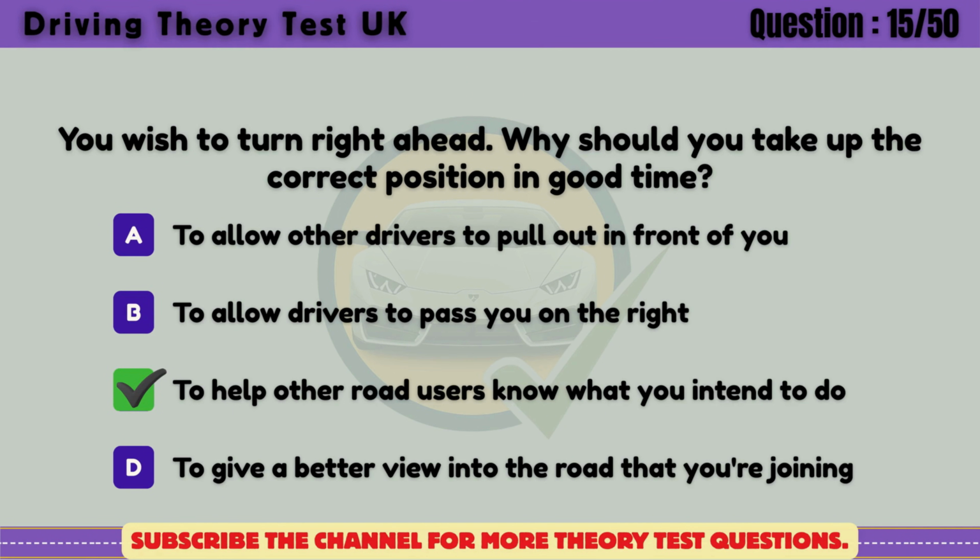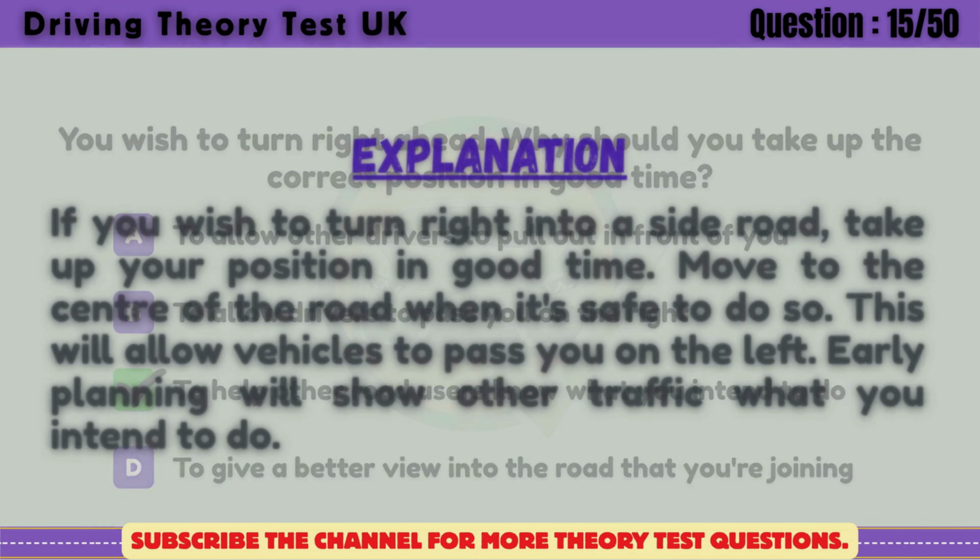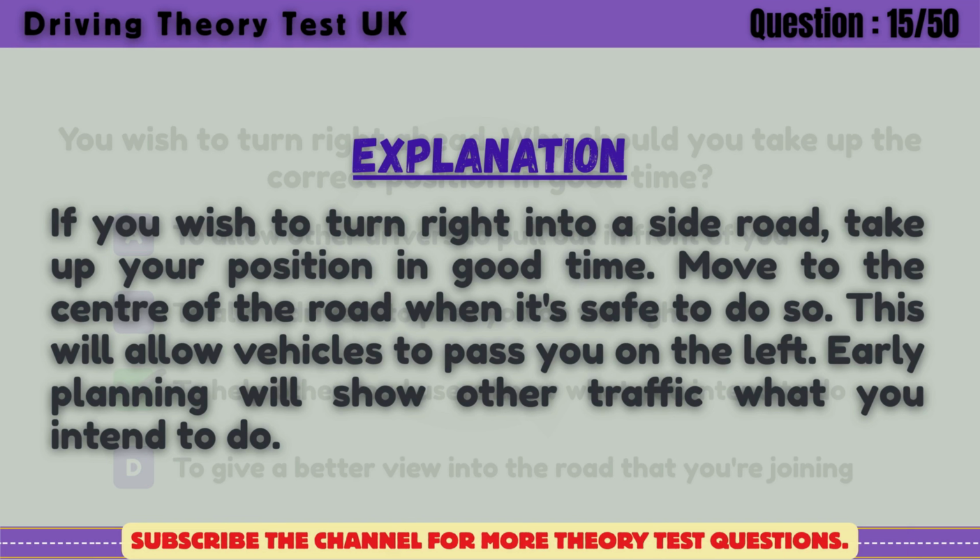Answer is C. To help other road users know what you intend to do. If you wish to turn right into a side road, take up your position in good time. Move to the center of the road when it's safe to do so. This will allow vehicles to pass you on the left. Early planning will show other traffic what you intend to do.